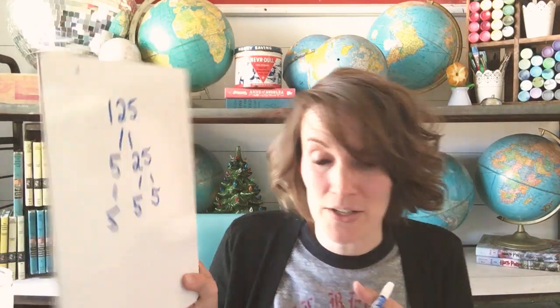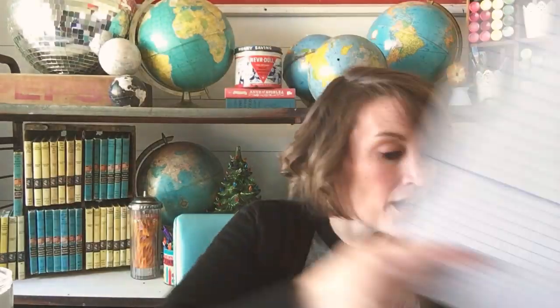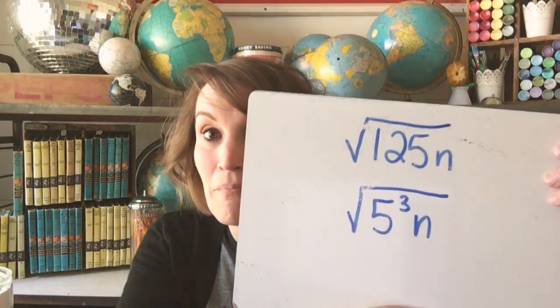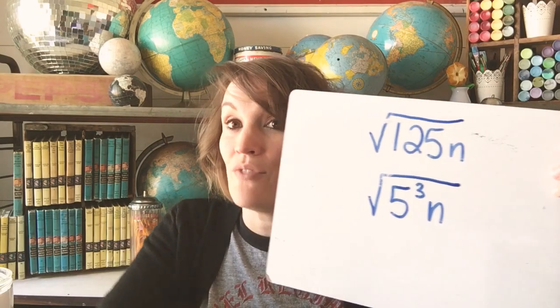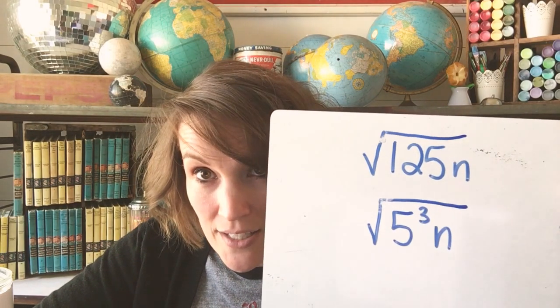125, probably should have done this ahead of time and not thinking it off my noggin right now. But 125 is 5 times 25. And 25 is 5 times 5. So when I look at what's prime, all that's prime. So the prime factorization of 125 is 5 cubed. So I go back over here and I rewrite my radical and say the square root of 5 cubed times n. Remember that?